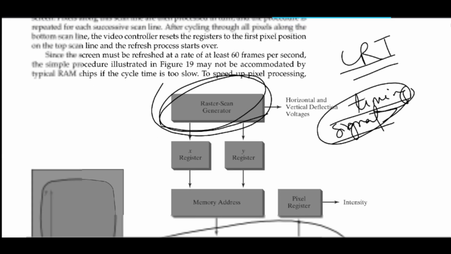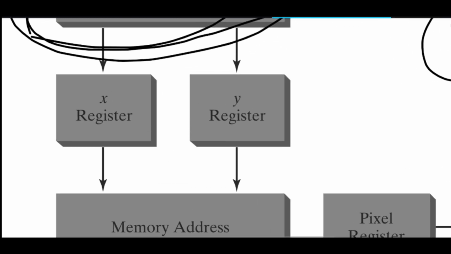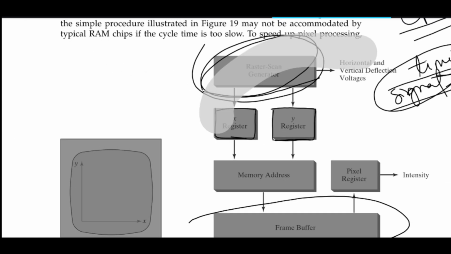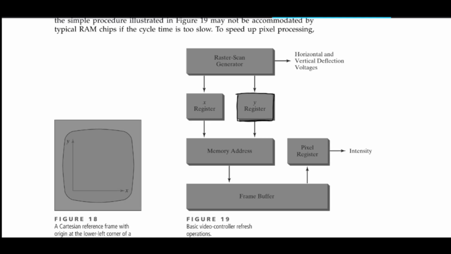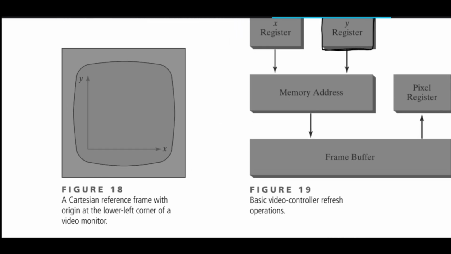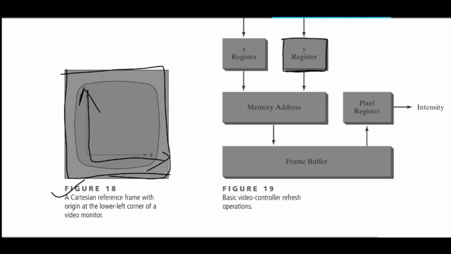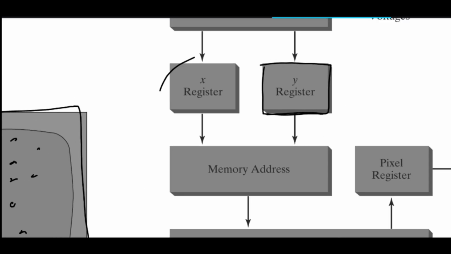And then here are two registers, one is the X register and another one is the Y register. First of all, you have to look at figure 18. Imagine the display like a 2D plane, like X and Y axes, and you have to store the pixel coordinates like 2D plane coordinates. Here is the X register and the Y register.